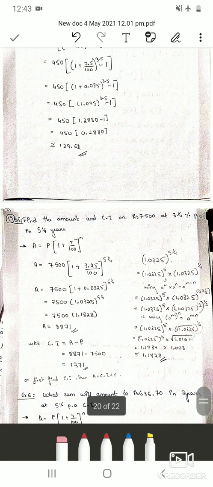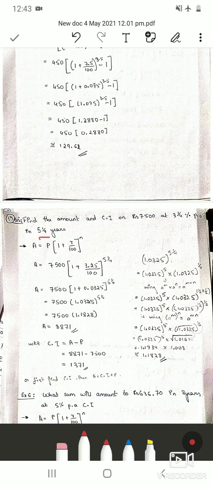The fifth problem is: find the amount and compound interest on rupees 7,500 at 3 and 1 by 4% per annum in 5 and 1 by 4 years. Here you can see it is not 5.5 but 5.25. Along with this they have asked to find the amount as well as compound interest. You can solve it by two methods: first find compound interest and then find the amount using the formula compound interest plus principal. Whatever compound interest you get, add the principal to it and you will get the amount.